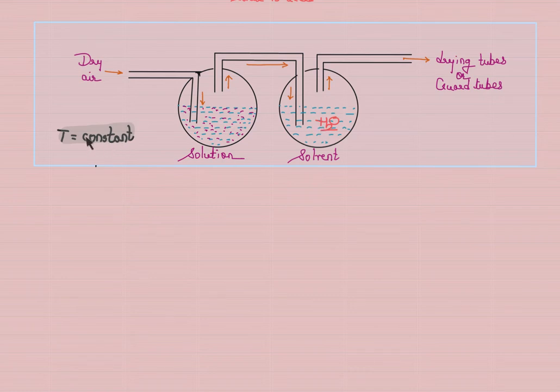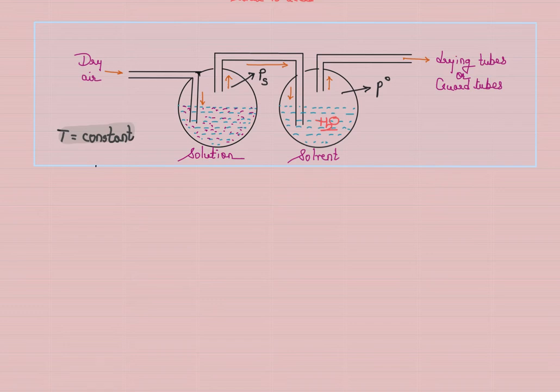Now you know that at temperature T, there would be a definite amount of water vapors formed here, and the pressure exerted by the water vapors in the first bulb, let us call this PS, which is the vapor pressure of solution. And there would be water vapors here as well, and the pressure exerted by the water vapors formed here, let us call this PO, which is the vapor pressure of pure water at temperature T, right? So we have everything set now.